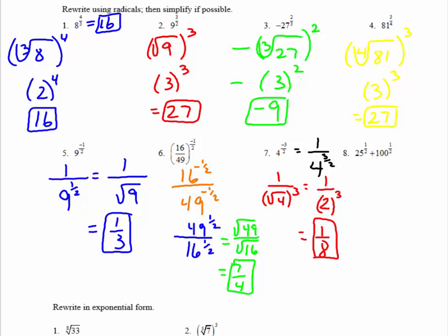Lastly, number 8, 25 to the 1/2 plus 100 to the 1/2. They're not negative exponents, so we can go ahead and start rewriting them in radical form. Index is a 2, so it's the square root of 25, plus index is a 2 again, so it's the square root of 100. Square root of 25 is 5, square root of 100 is 10, and 5 plus 10 is 15.